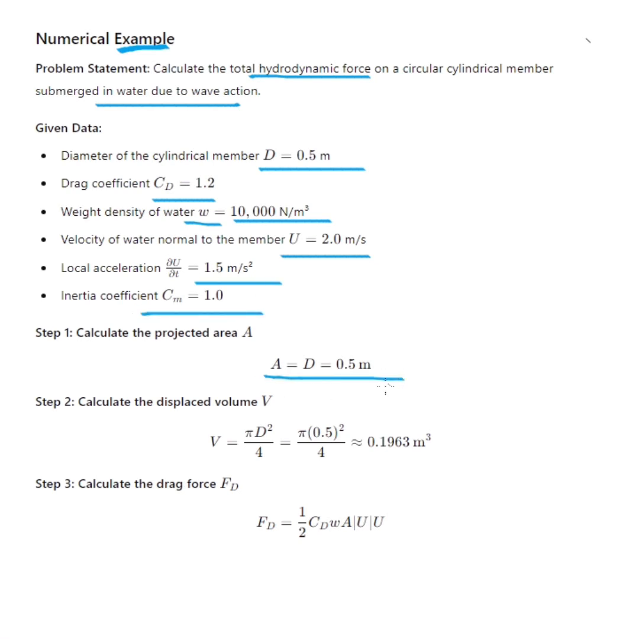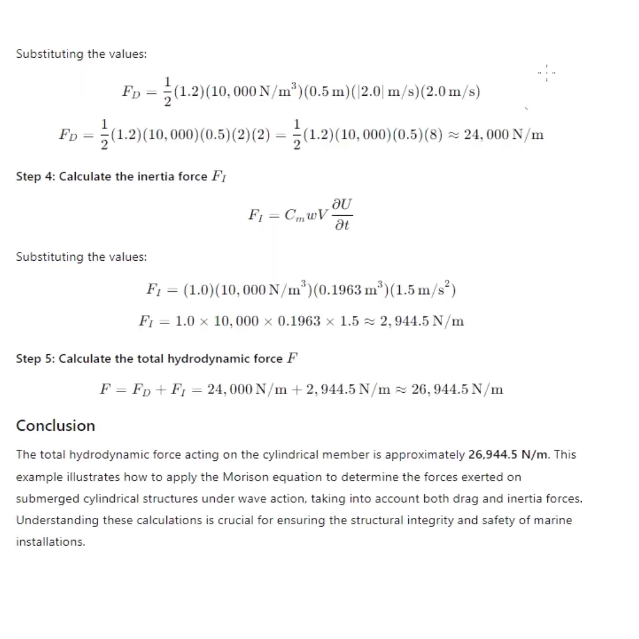Inertia coefficient is 1.00, area is 0.5 meter, volume is 0.193, and the drag force we can calculate by 1/2 into CD into W into A into |U| into U. Substituting those values, we get drag force 24,000 Newton per meter. In the same way, we calculate the inertia force Cm into W into V into ∂U/∂t. Substituting the values, we will get 2944.5. This is 24,000 and this is 2,900. So if we add these two, then we get 26,944.